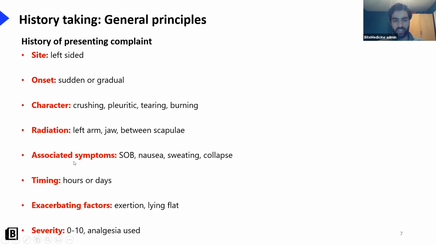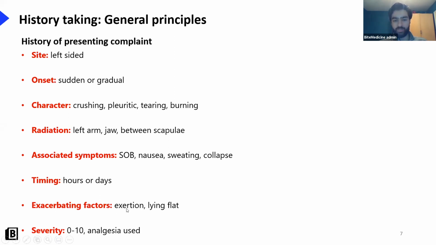What are the associated symptoms? Difficulty breathing, nausea, sweating, collapse. How long has the problem gone on for? If something has gone on for months and months, it's not going to be particularly acute, compared to something which has come on suddenly and happened over the course of hours.